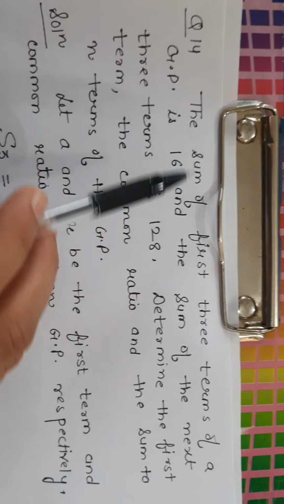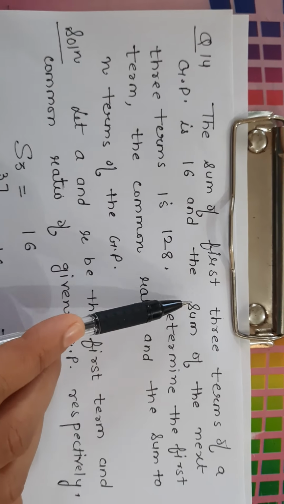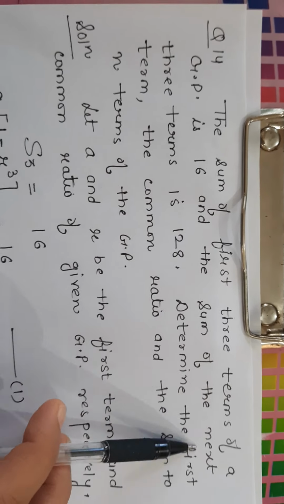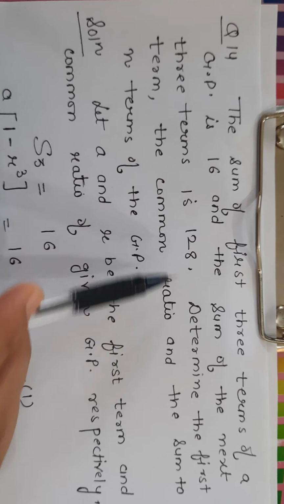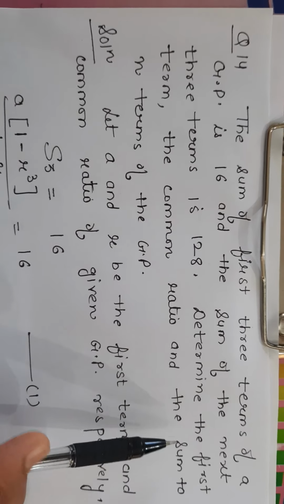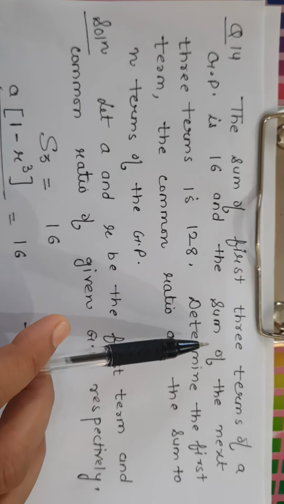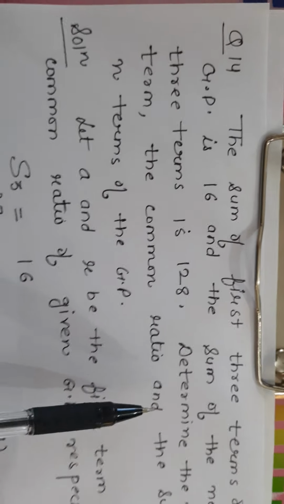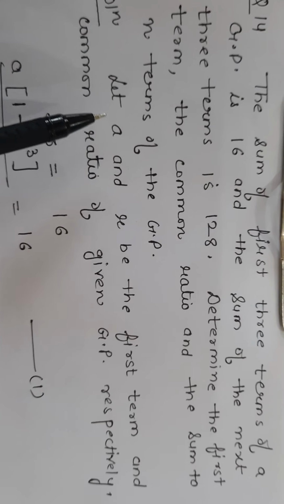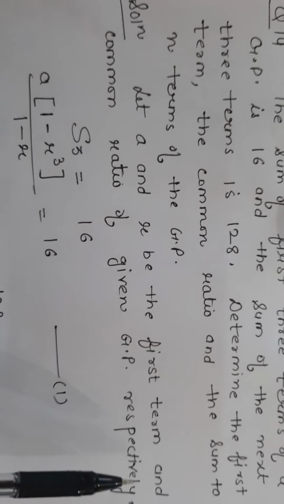Question number 14. The sum of first three terms of a GP is 16 and the sum of next three terms is 128. Then find the first term, the common ratio and the sum of n terms of GP. We had already done this type of questions for the AP, right? So first we assume that let A and R be the first term and common ratio of given GP respectively.